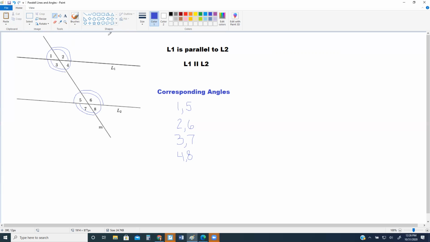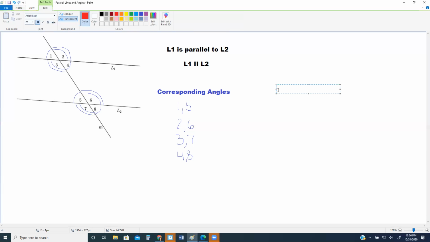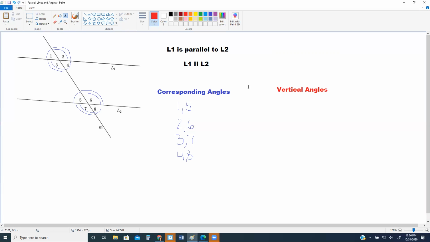So what about vertical angles? These ones, remember, if we had a line down the middle and we reflect 1 over the line, it becomes 4. So 1 and 4 are vertical angles. So let's list the vertical angles. Okay. So vertical angles, I already said 1 and 4 are vertical angles.